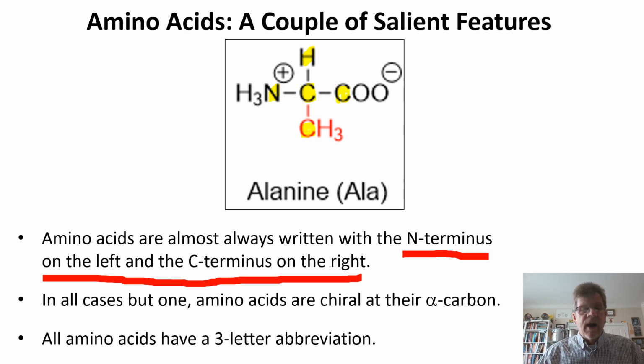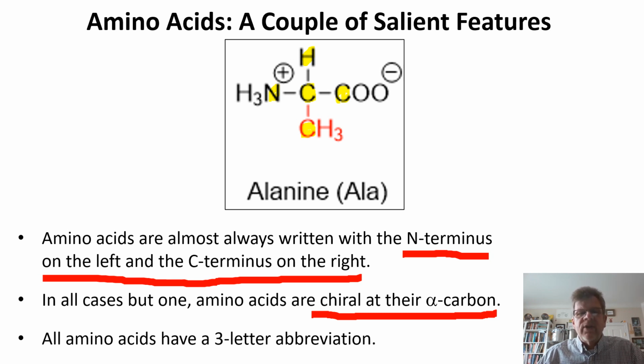So thus, amino acids are chiral at their alpha carbon. There is one exception, which we'll talk about on the next couple slides, but 19 of the 20 are indeed chiral at their alpha carbon.